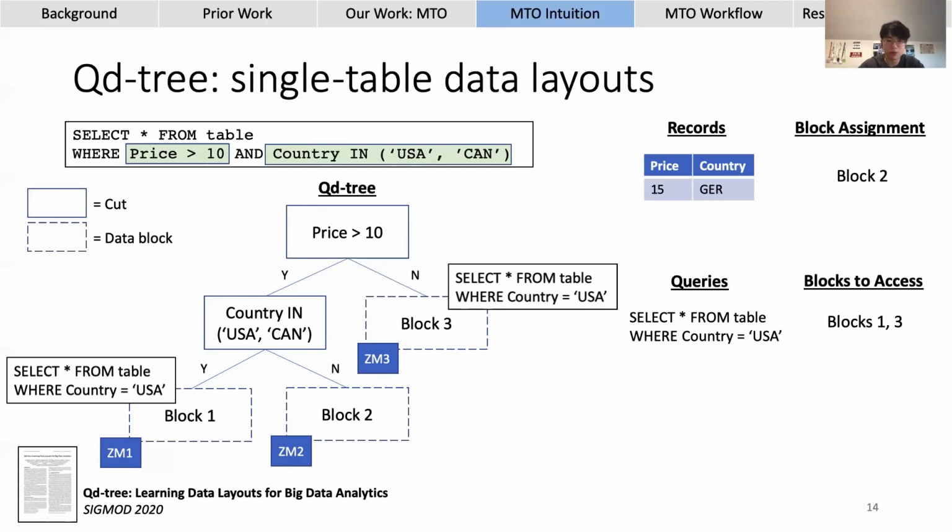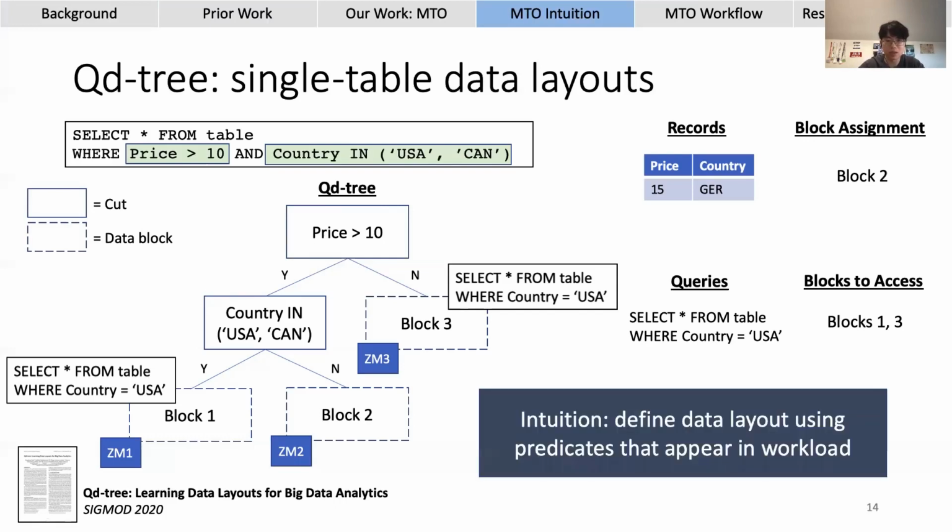So now I've told you how the QD tree is used, but how is it actually constructed? It turns out there are a couple of different algorithms for automatically constructing a QD tree, given a table and the query workload. You can refer to our paper for more details, but the key intuition to remember is that in order to minimize the number of blocks accessed when running a workload, we should define the layout using the predicates that appear in the workload.